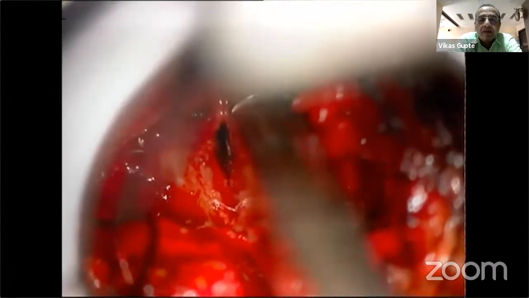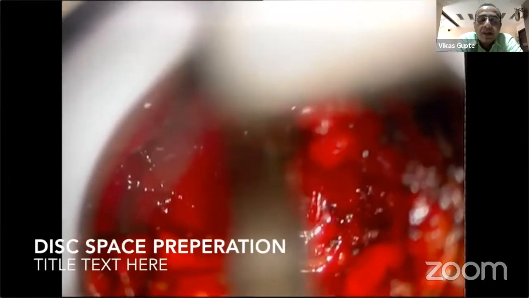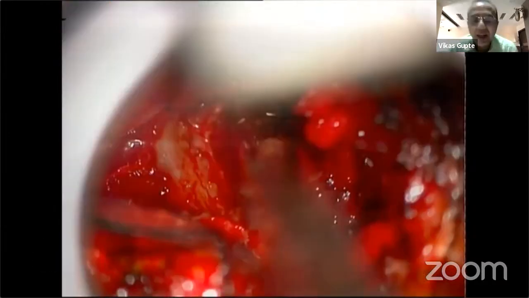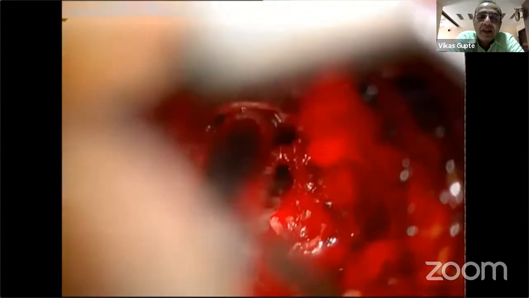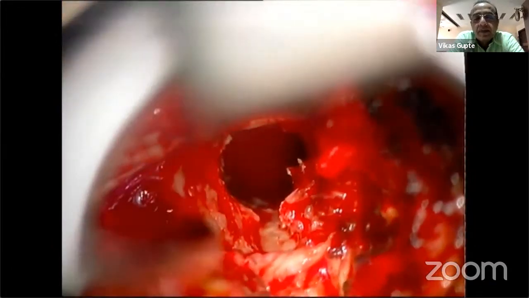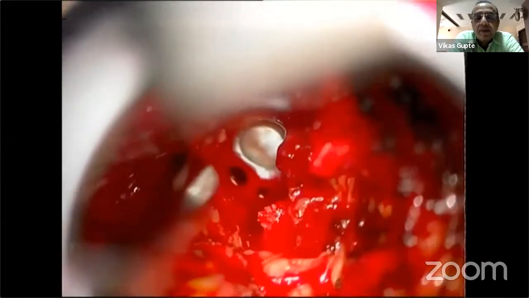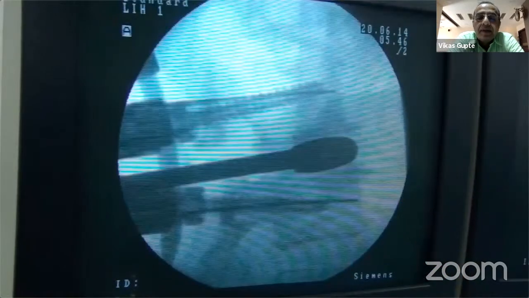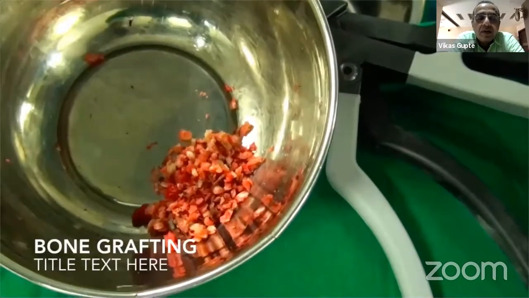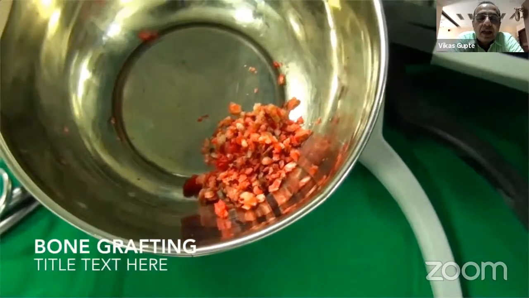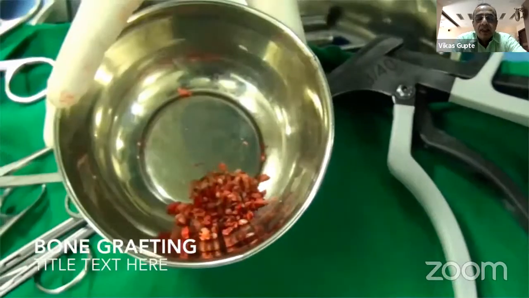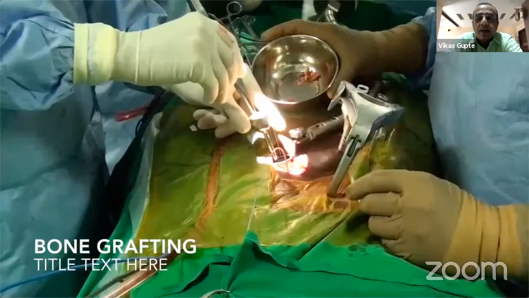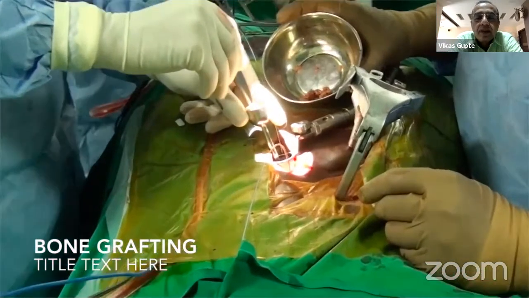Make an anatomy and disc preparation, which is the most important step in any fusion surgery. Thorough disc preparation. Put a sizer. Put autologous local bone graft, which is collected. The cage is filled with a local bone graft, and remaining bone grafts are put into anterior space, disc space, using a funnel.